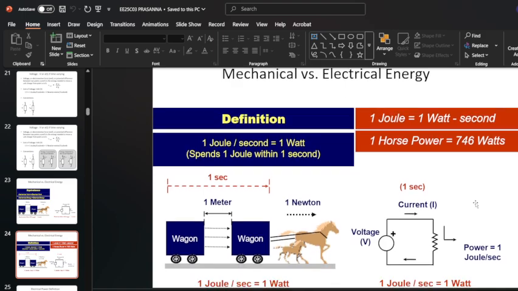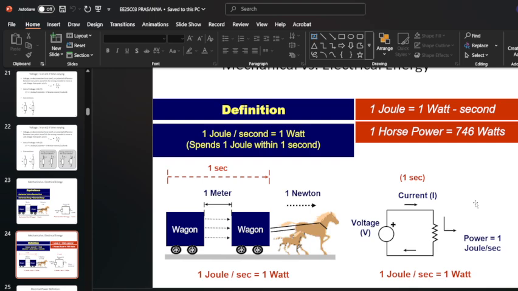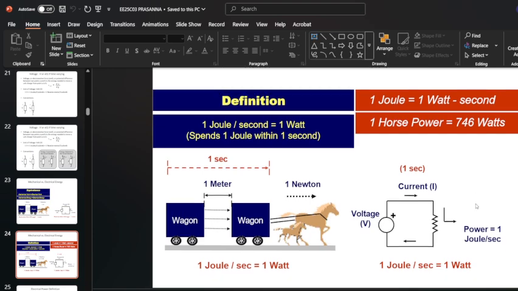Clear? So 1 joule per second is equal to 1 watt. Both are equal.